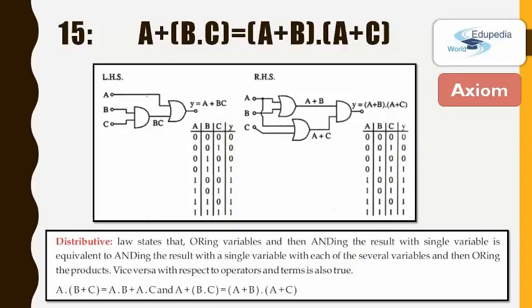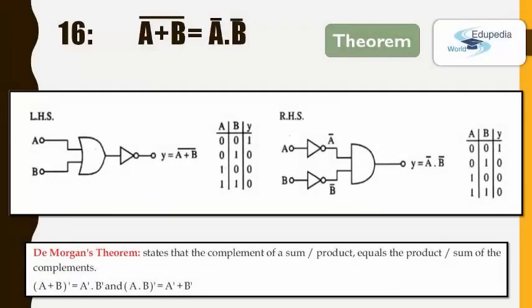Now let's move on to the 16th law. (A plus B) bar equals A bar dot B bar. Now check the left hand side and right hand side logic circuits. In the left hand side logic circuit, the NOT gate appears at the end of the circuit. But in the right hand side logic circuit, the NOT gates appear at the beginning, and there are two NOT gates. The left hand side uses an OR gate and the right hand side uses an AND gate. So totally different logic circuits. But if you check the truth table, you can see it gives the same result.